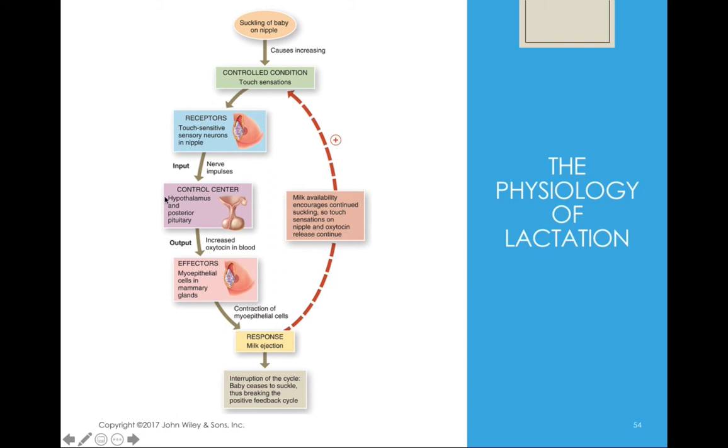Those are going to send signals up to the hypothalamus, which is going to increase the production and release of oxytocin. Oxytocin is going to lead to the constriction of myoepithelial cells in the mammary glands, and that's going to lead to the milk ejection.